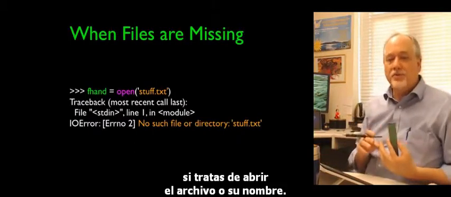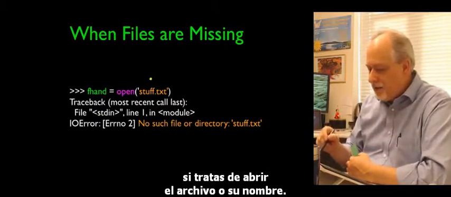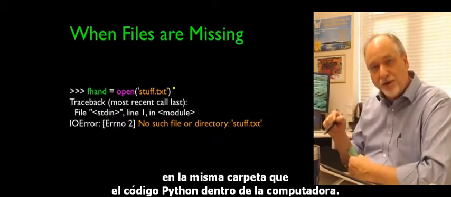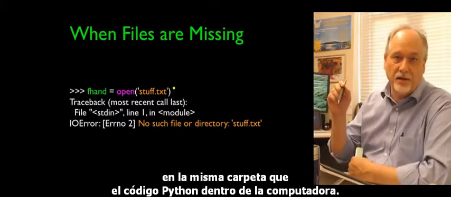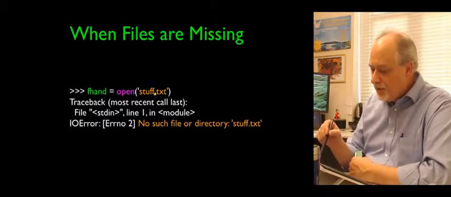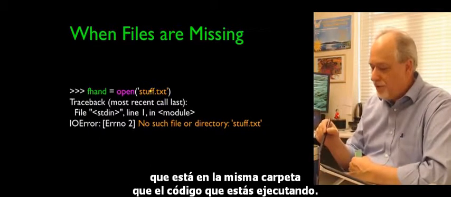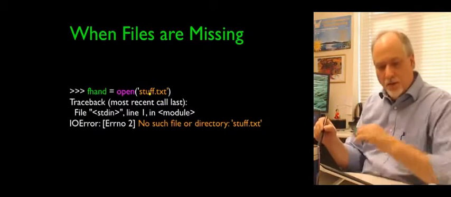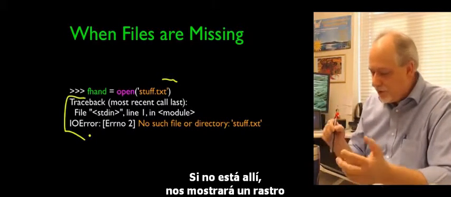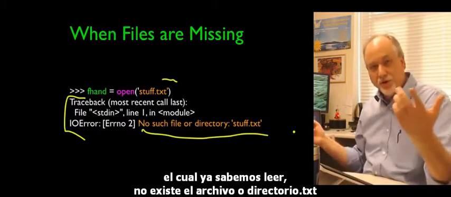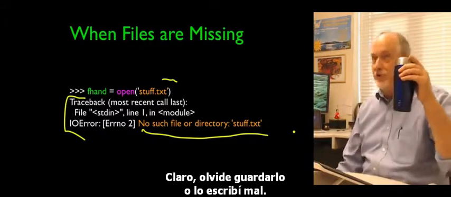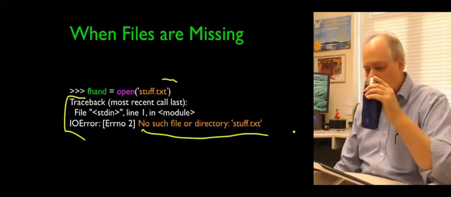If you attempt to open a file, the name of the file needs to be in the same folder on your computer as your Python code. There are trickier ways to do it, but we're going to keep it simple. This is the name of a file in the same folder as the Python code that you're running. And if it's not, then we get, of course, a traceback. We're used to reading tracebacks by now. No such file or directory, stuff.txt. Oh, of course, I forgot to save it, or I typed it wrong.